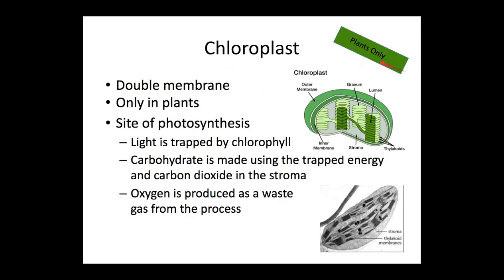Chloroplast. These are plant exclusive organelles only. They have double membranes and they're only found in plants. They are the site of photosynthesis in plants. This is because light is trapped within the chloroplast by chlorophyll. And then carbohydrates are made, using the trapped energy and carbon dioxide in the stroma of the chloroplast. And then oxygen is produced as a waste gas from the process of photosynthesis.